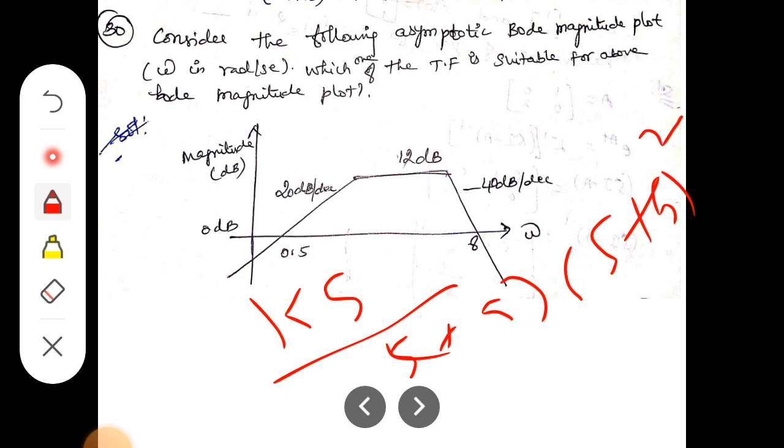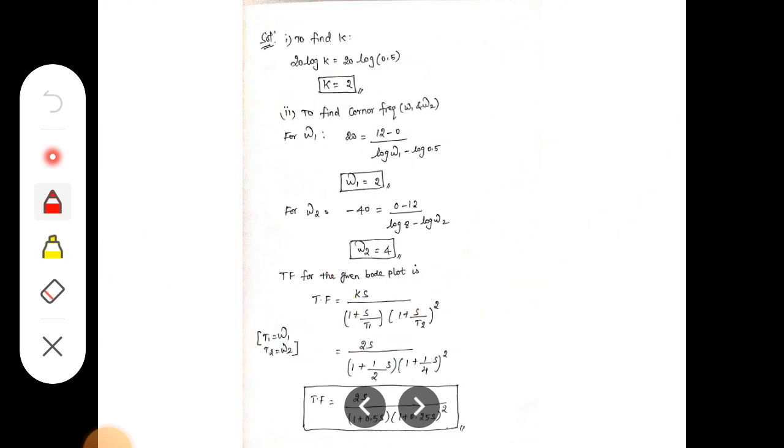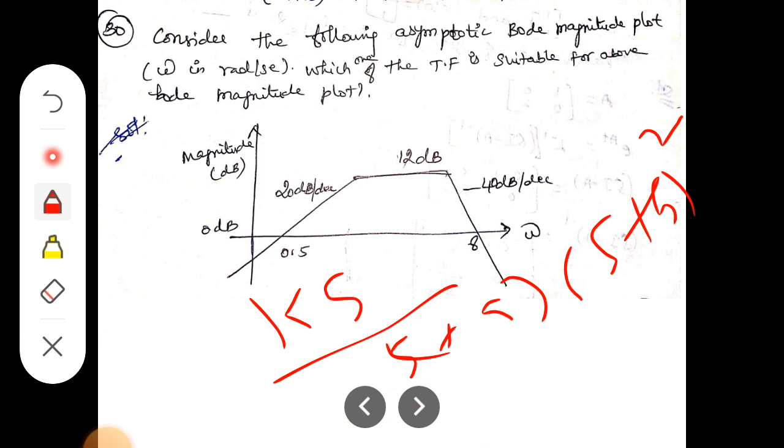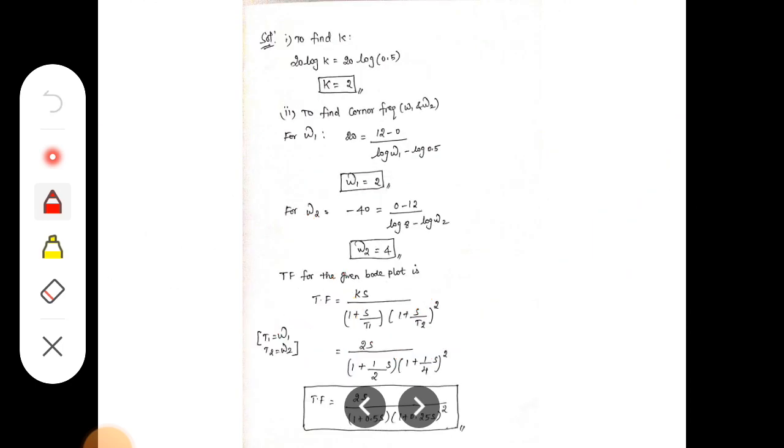So this is the overall transfer function of the given problem. In this problem we want to find the k value, a, b, and corner frequency values. So we will calculate one by one. First, to find the k value, k will be equal to 20 log of 0.5, so that 0.5 will be taken from the origin value 0.5 where it is merged. So 0.5 k is equal to, here only the 20 dB will be indicated, so 20 log of 0.5, that is k is equal to 2.